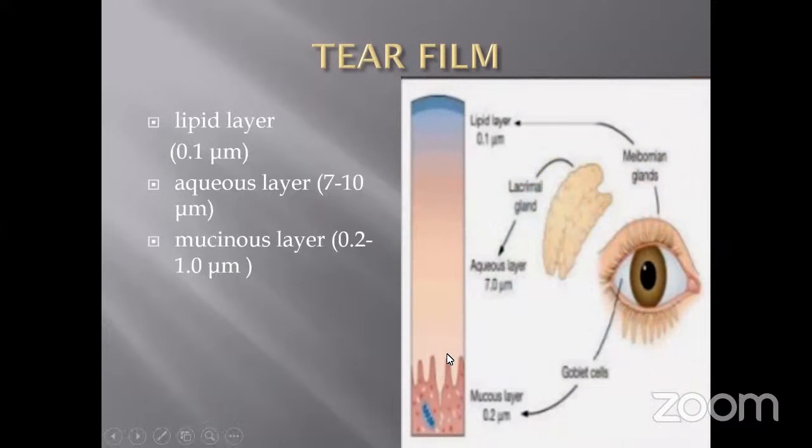This is the structure. So this is the innermost layer, which is the mucus layer. Here we can see that this mucus layer is being secreted by the goblet cells, which is present in the conjunctiva. So the conjunctival goblet cells is responsible for secretion of the mucus layer, which is the innermost layer of the tear film. Then this bulky part, which is the aqueous layer, is mainly produced by the lacrimal gland. And the lipid layer, which is the outermost coating, which helps to retard evaporation of the aqueous layer, is being produced by the meibomian glands.